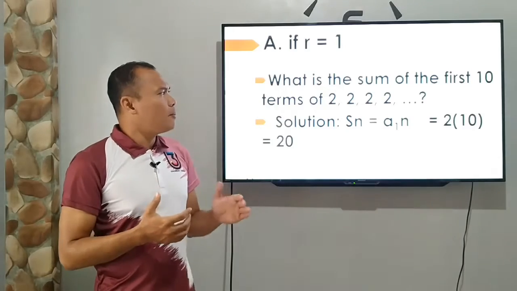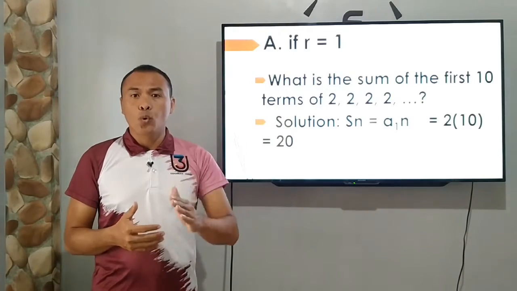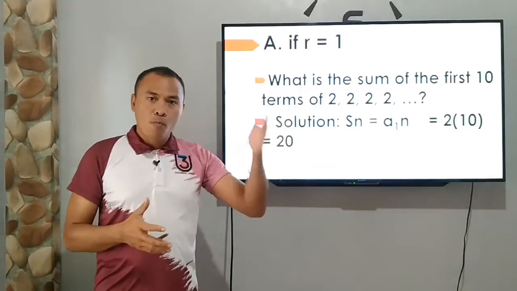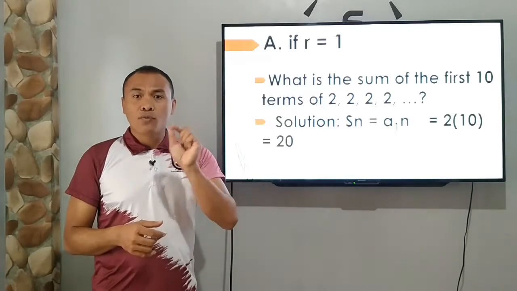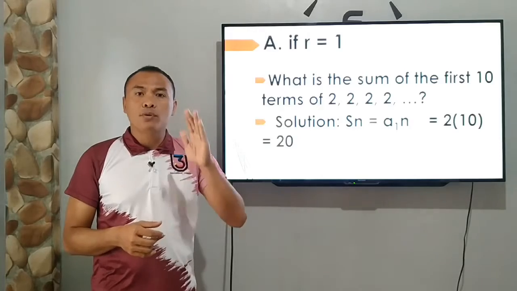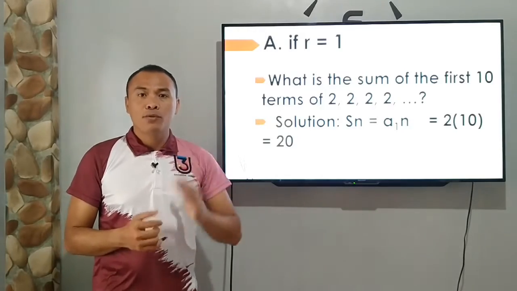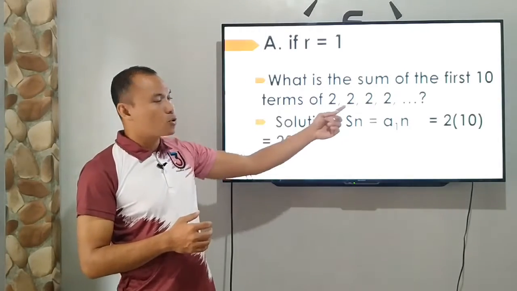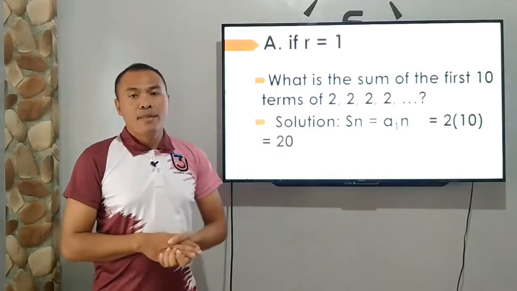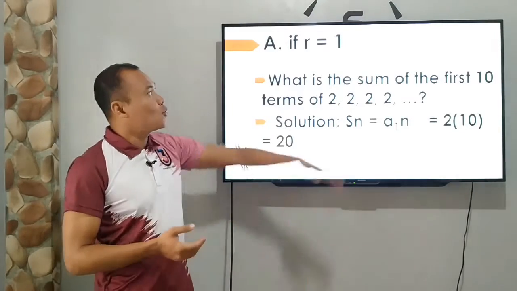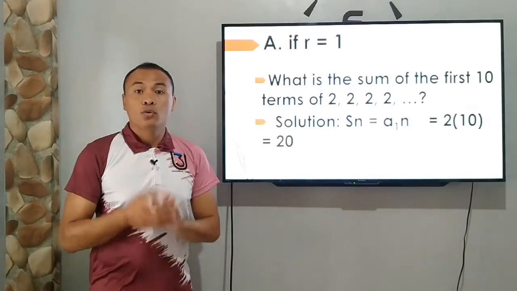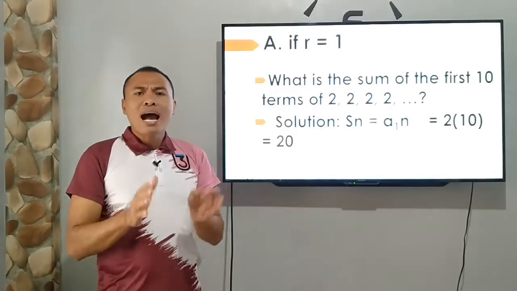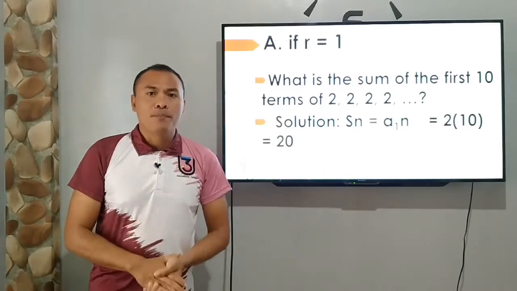What is the sum of the first 10 terms of 2, 2, 2? Go back to our lesson before. To find the value of r, or the common ratio, we have to divide the second term by the first term. So the second term is 2 divided by 2, and that is equal to 1. So it satisfies our condition that r is equal to 1. So this is our formula.